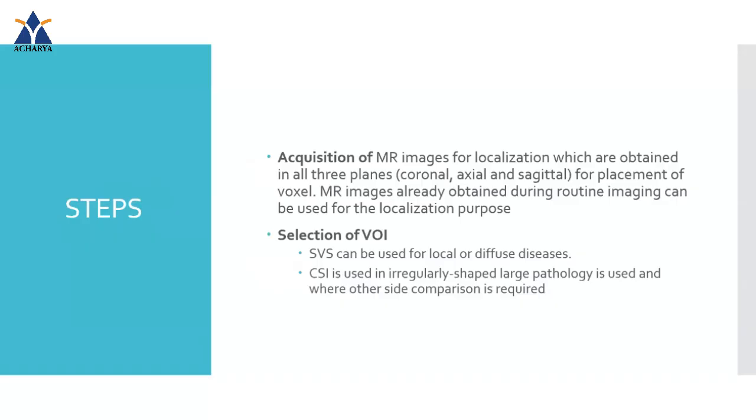Here are some steps that you have to follow during MR spectroscopy. First, you acquire routine MR images in three planes: coronal, sagittal, and axial. Then you find the slice which shows a clear image of your pathology. Then you select the volume of interest. If there are smaller lesions and you want early diagnosis or local or diffuse disease, then you go for single voxel spectroscopy. And if there is a large and irregular tumor, or if you want to compare the pathological spectrum with the normal tissue spectrum, then you go for chemical shift imaging or multi-voxel spectroscopy.